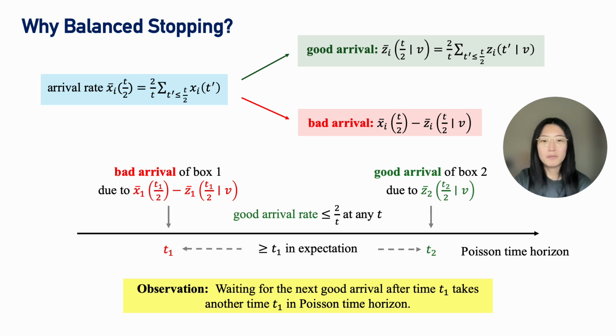So if the volume of box i is at most t1, it's not worth it to wait, even if the coming box 2 has 0 volume, because the waiting time is already more than t1 in expectation. So this somehow shows the efficiency of our balance stopping.